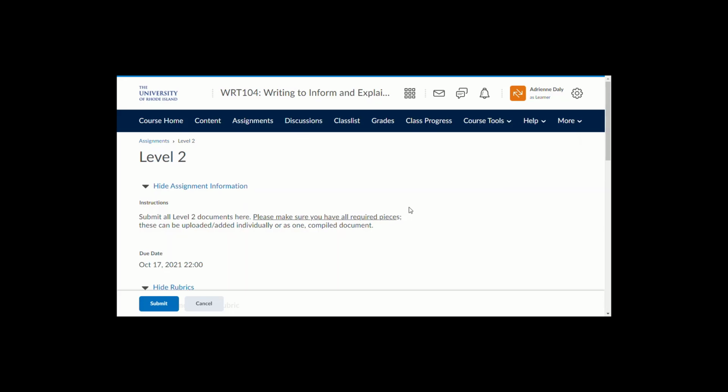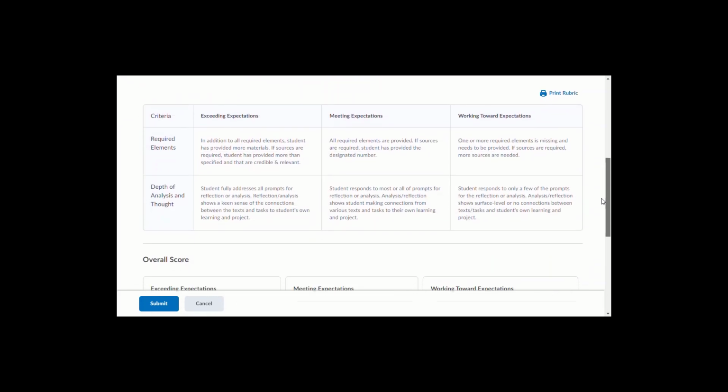You can find this rubric on Brightspace, as I am doing here under Assignments, Level 2. I am also going to be sharing it as a document in our class Google Drive. Note that I'm going to be looking at two main areas. First, under Document Requirements, whether you have all the required and necessary pieces. Second, under Depth of Analysis and Thought, this means whether your analyses and reflections show substantial thought and effort.